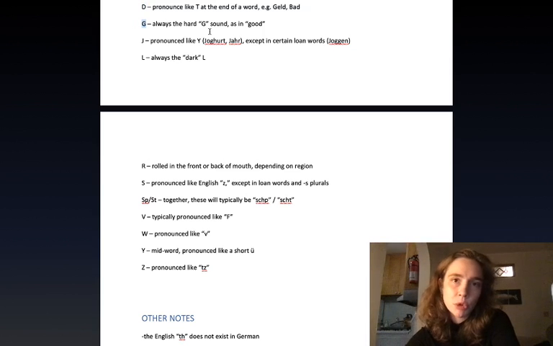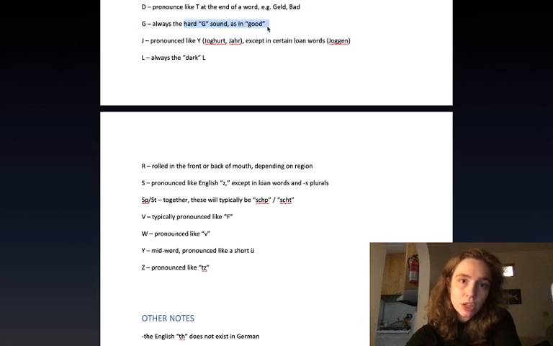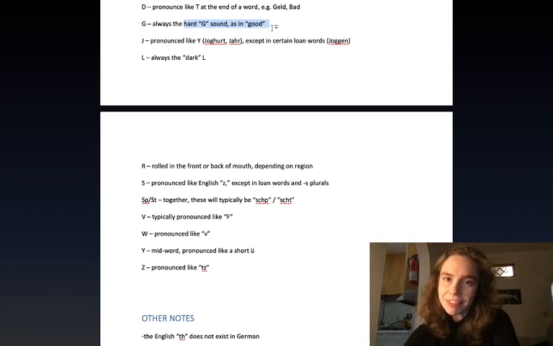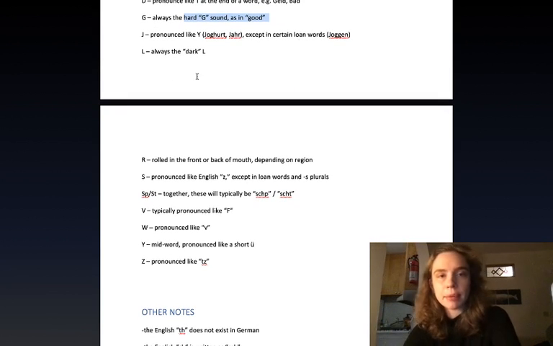G's. In English we have two different G's. We have the hard G sound, which we will use in German, like good, gut. Haben wir im Deutschen auch. We would have the kind of soft J sounding G in English as well, like generic, for example. The G doesn't do that in German, except in loan words, which are always an exception.